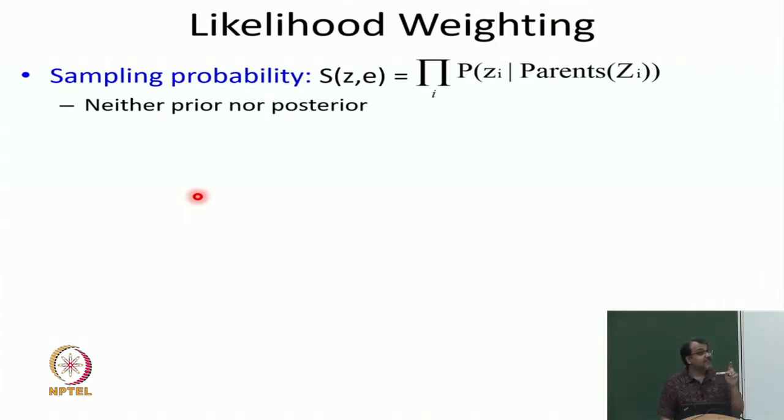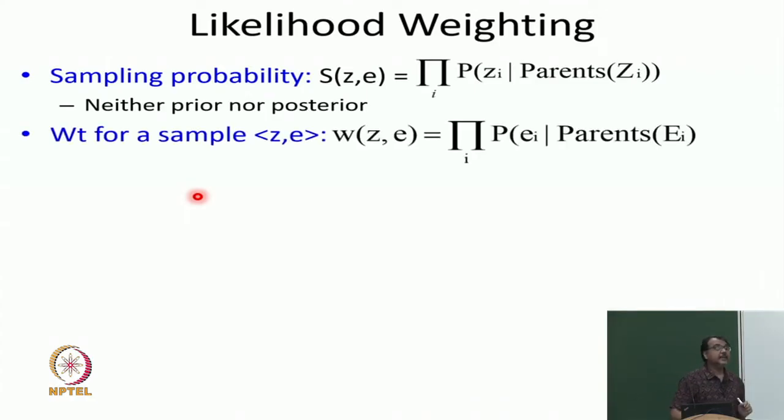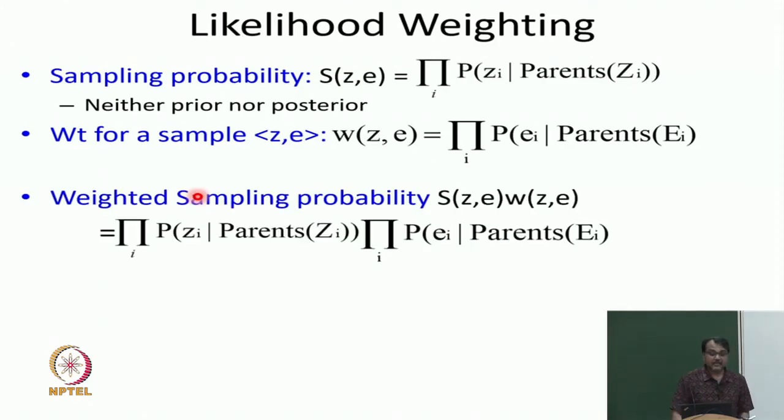But what is the weight of a sample? The weight of the sample is the probability of the evidence variables given its parents. We did not sample the evidence, but for that evidence we used the weight that was in the conditional probability table and we multiplied those. So, that is it. Now, since we are doing a weighted average, let us look at the product of these two terms. The product of these two terms is nothing but the prior probability distribution.